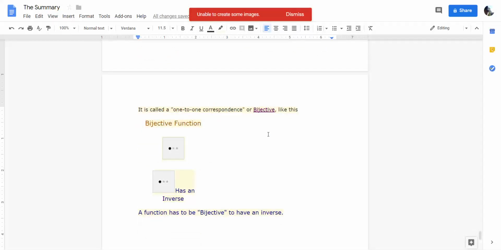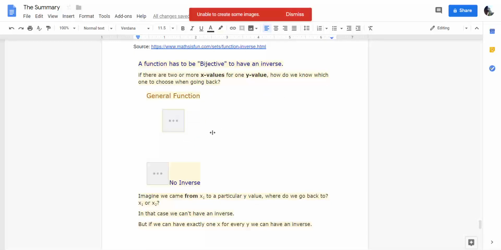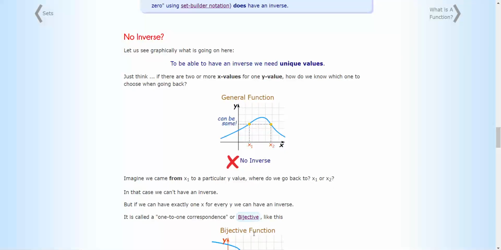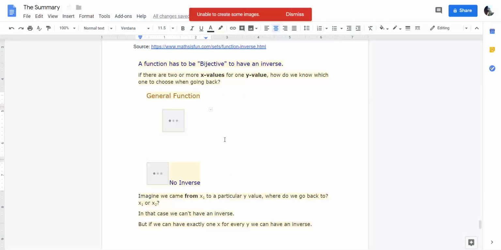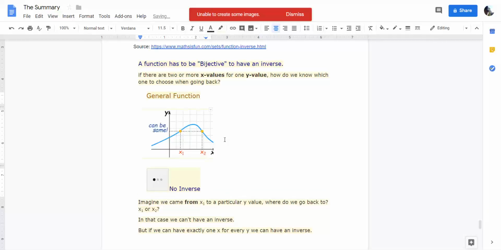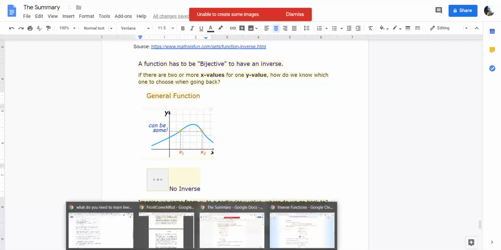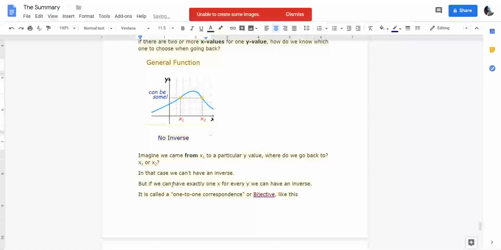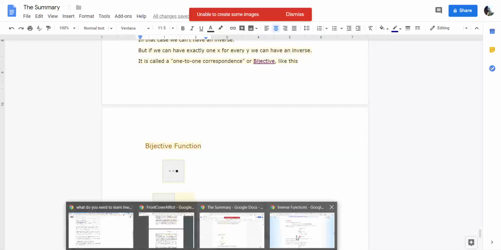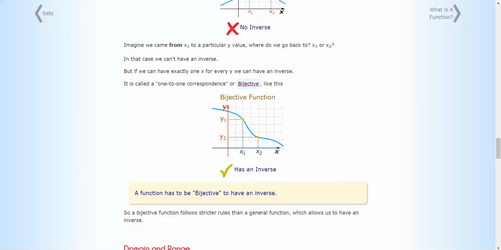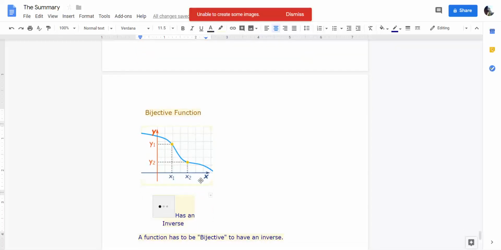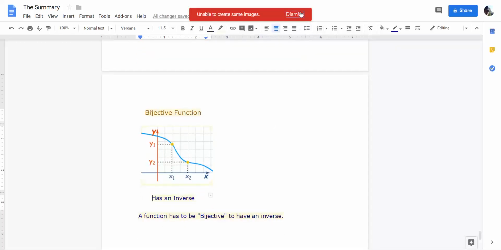And able to create images. Well, I think we're going to have a hard time with the images here. Let's see if this is a copy image. Just something with the paste. Yeah, looks like we're stuck. So there's no inverse here. Just get rid of this. And then the bijective function, just had to copy this, copy image. It's a great illustration if you ask me. Dismiss.